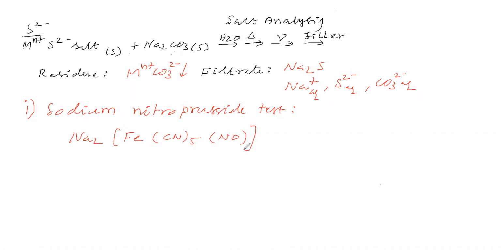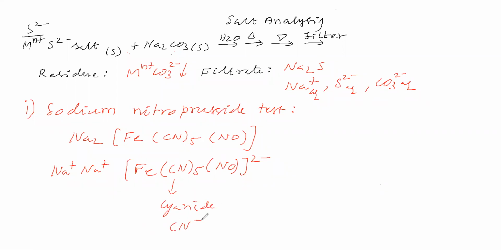Sodium has a +1 oxidation number. Therefore, the complex is an anion, an anionic complex. The complex has a net charge of 2 minus, because there are two sodiums, so +2. Here CN is the cyanide ligand. Cyanide ligand, its formula is CN minus.